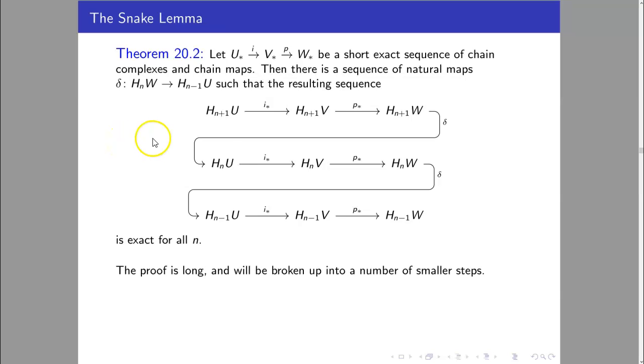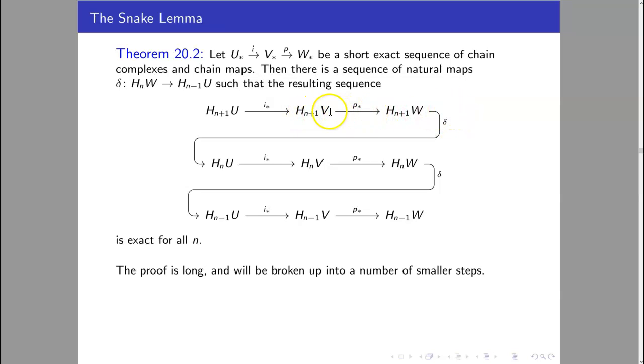So what we've done so far, we proved that the sequence is exact at H_n V. In other words, the image of this i lower star is equal to the image of p lower star. That was the first step. And then we spent some time defining this map delta in terms of the group of snakes. And so then that leaves us with two more steps to prove.